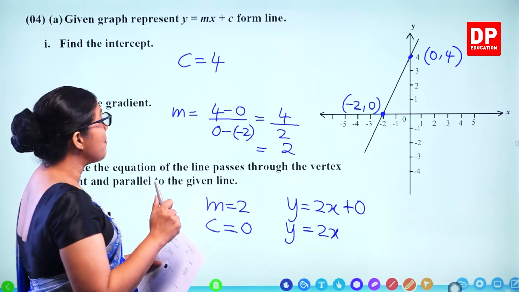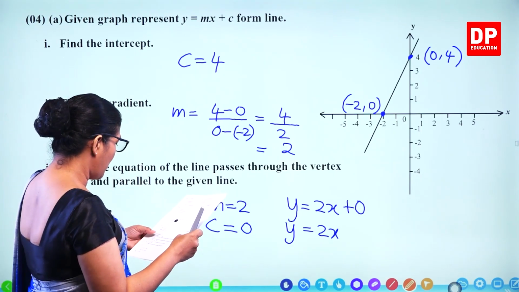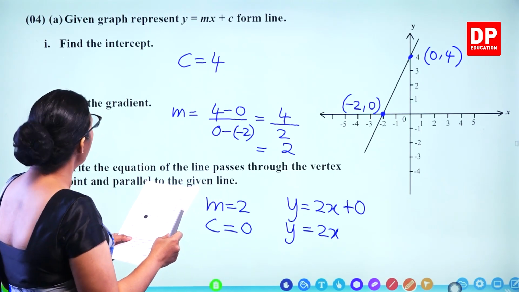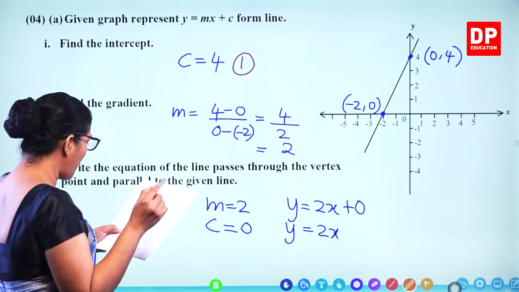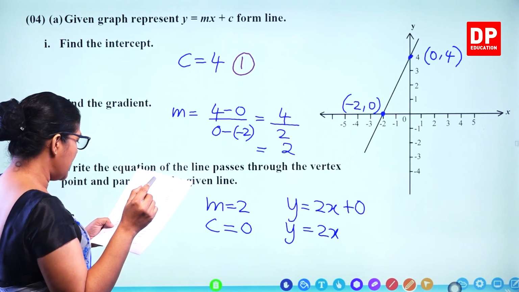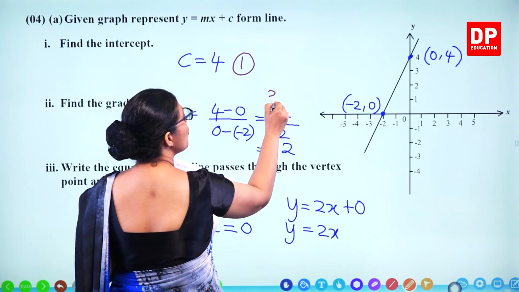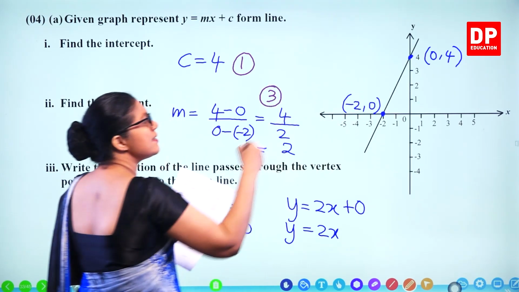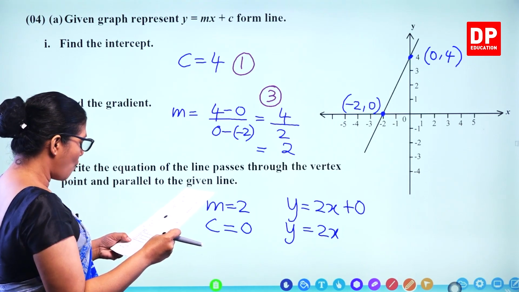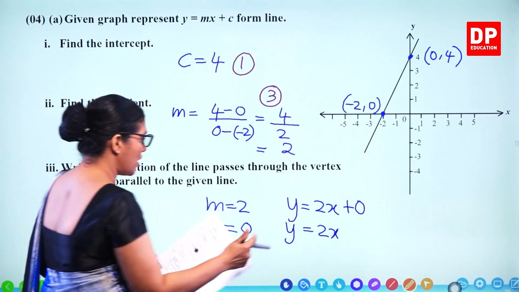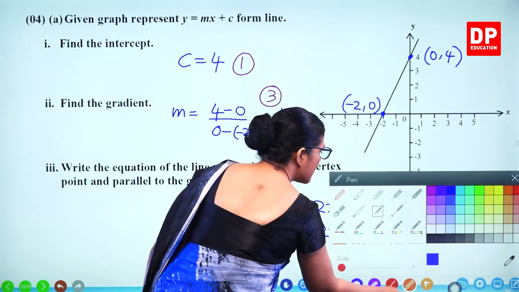Now we'll see how many marks for this. First step, you get 1 mark for the y-intercept. So this is 1 mark. And the second part, finding the gradient, everything, you get 3 marks. So you have to show the 2 points and taking the difference, you get 3 marks. And 1 mark for writing this equation. And we have 1 more part. We'll see what's the next part.